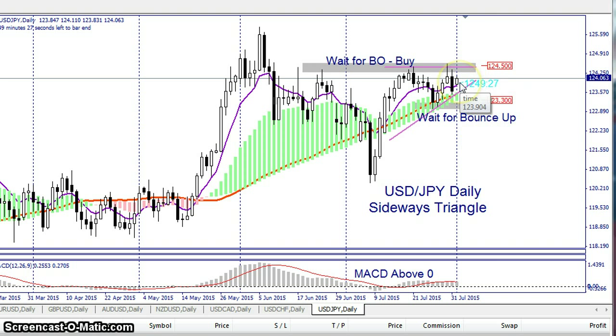It may bounce back down again. So really, this is a wait-and-see situation. Because we're going sideways, we have to let price play out its course. Ultimately, we're looking for a breakout. Wait for a breakout above the 124.50 area, okay? Or if price breaks down to the downside, then we want to wait for a bounce up from the 123.30 area. Okay, and overall, the MACD is above zero, so the overall sentiment is up on this pair.